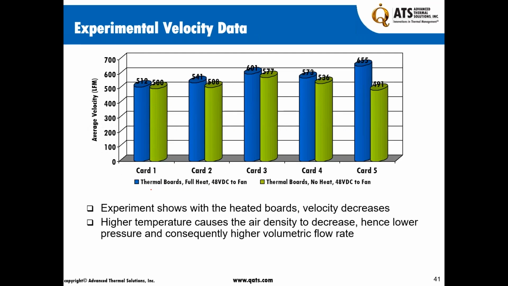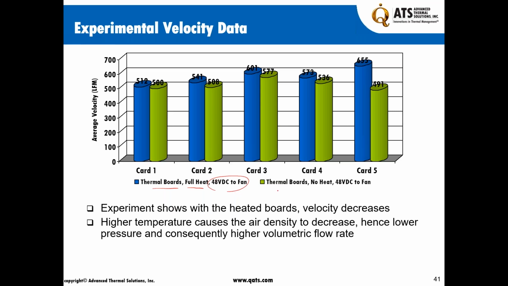So when we compare the experimental velocity values that we have, the average velocity in linear feet per minute, we have the thermal board, we have the full heat, and the fans that are 48 volt DC, and you can see the variations in the boards that exist here as far as the velocity is concerned.